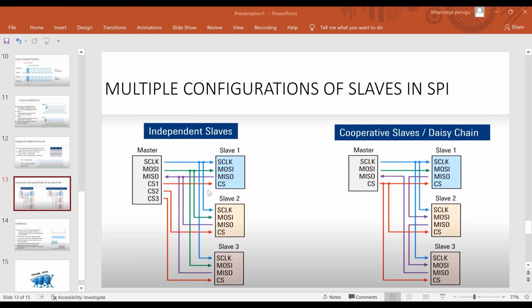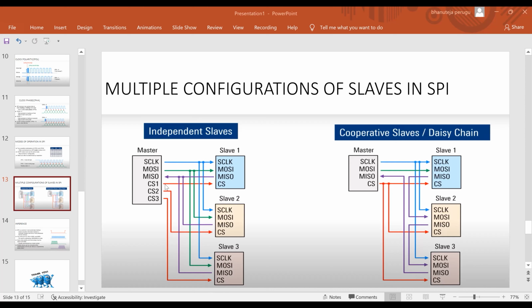Whereas coming to independent slaves, the communication between the master and the slave is one to one. If I ask you, you have to talk to me. That's the point of communication. So when these two are involved in communication, there is no point of slave 2 and slave 3.